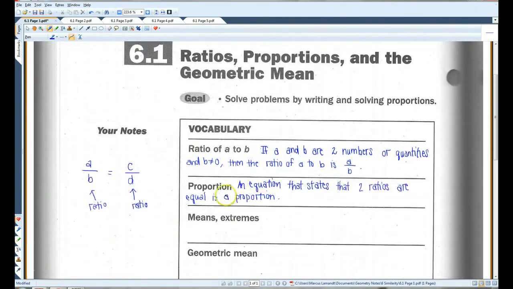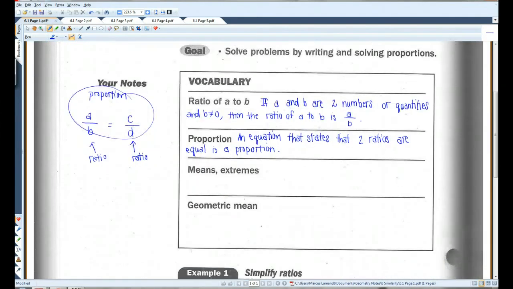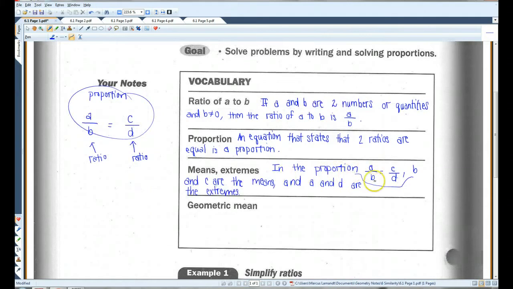A proportion. An equation that states that two ratios are equal is a proportion. So for example, if you have a ratio A over B and you set it equal to some other ratio C over D, this equation as a whole is a proportion. Okay? Alright, means and extremes. In the proportion A over B equals C over D, B and C are the means. A and D are the extremes.